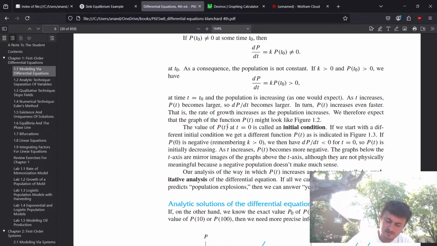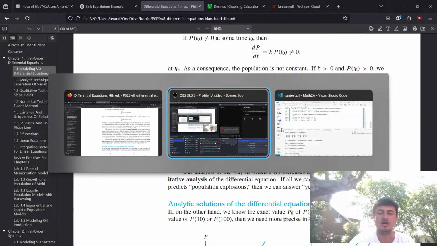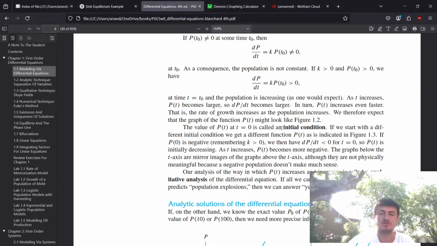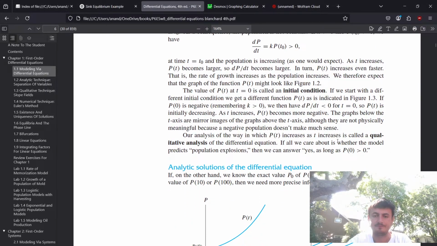Initial condition is P of t0 for some t0. It doesn't really matter. It doesn't have to be at 0. It just frequently is because a lot of the time we're talking about autonomous differential equations, which don't depend on t. So it doesn't really matter.